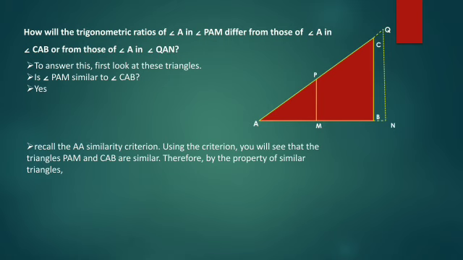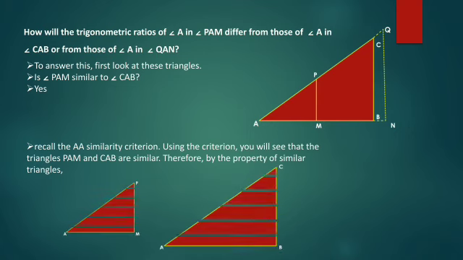Is triangle PAM similar to triangle CAB? Yes. So let us recall the AA similarity criterion. Using this criterion, we will see that triangle PAM and triangle CAB are similar. Therefore, by the properties of similar triangles, these are triangles of different sizes with the same angles. So these triangles are similar triangles.